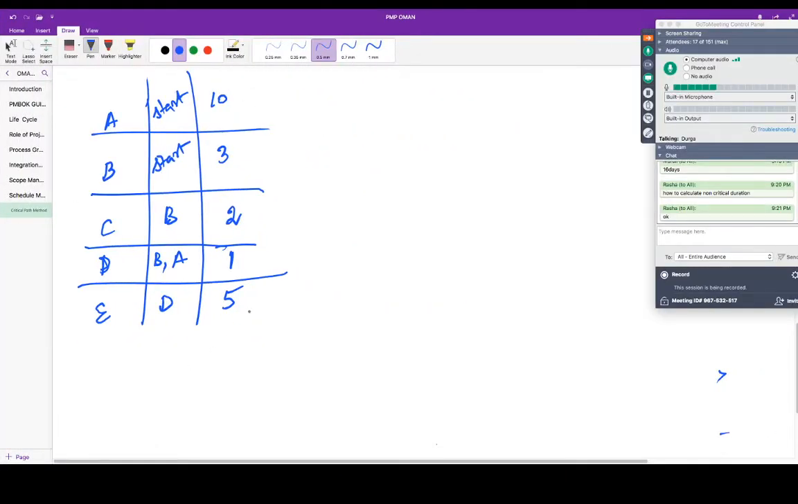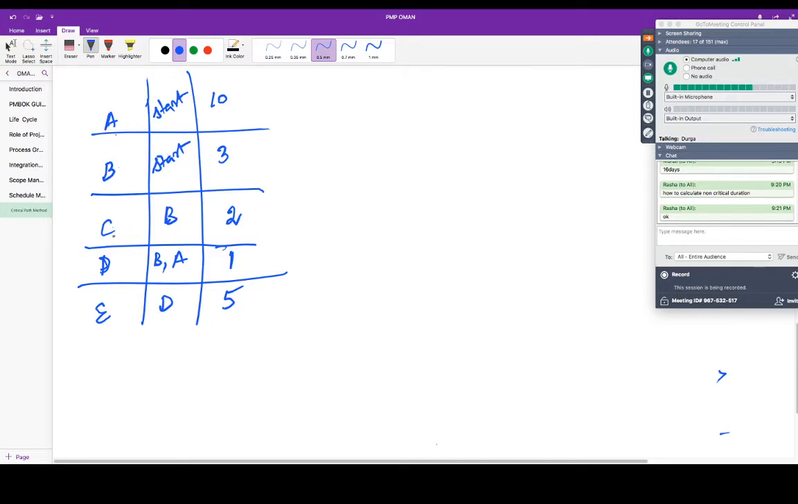So here is your network. You have 5 activities: A, B, C, D, and E. And this is the predecessor relationship. The second column is the predecessor. A and B are starting activities.